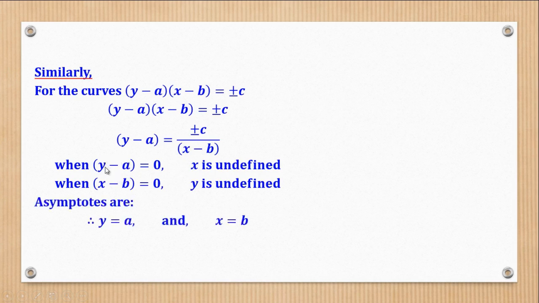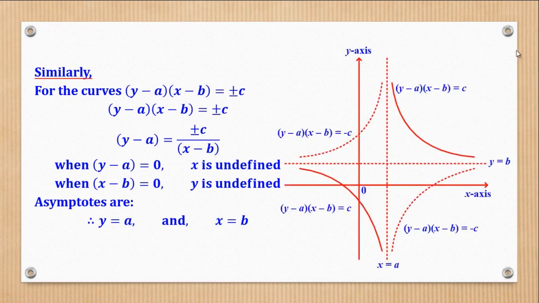Therefore, when y minus a is equal to 0, y is equal to a, and when x minus b is equal to 0, x will be equal to b, meaning these are the asymptotes to the curve. In other words, the curve never touches the line y equal to a, and also never touches the line x equal to b. So the next step is to sketch the curve. So the curve will be in that form. The first thing to do is to draw the asymptotes. So this will be the vertical asymptote, x equal to b, and this will be the horizontal asymptote, y equal to a.